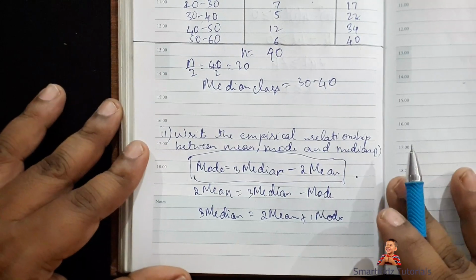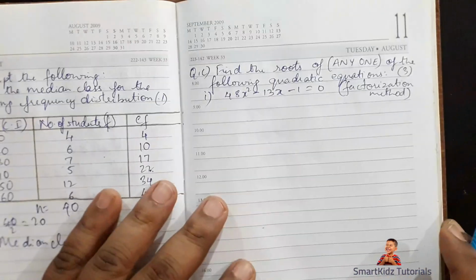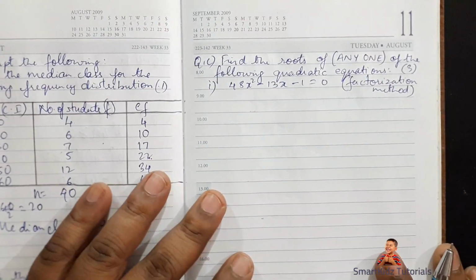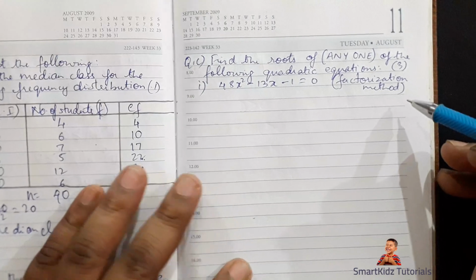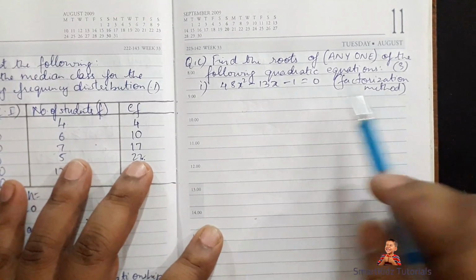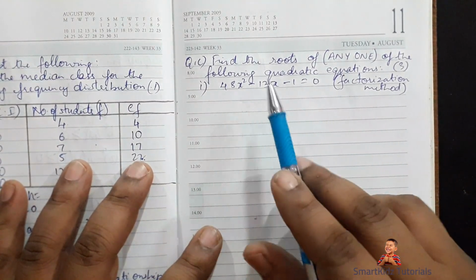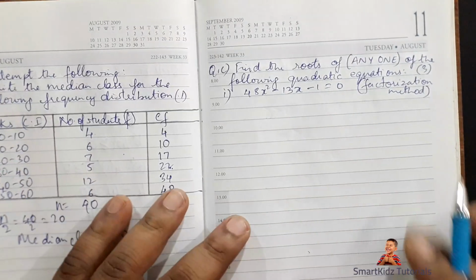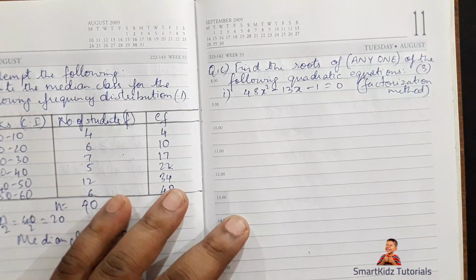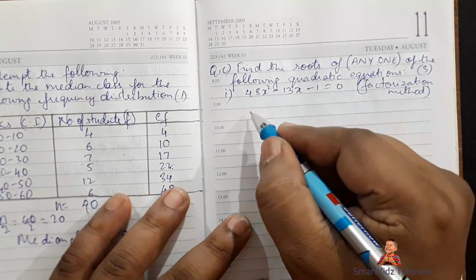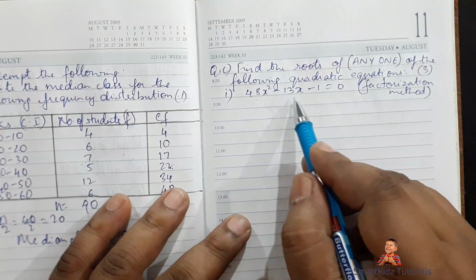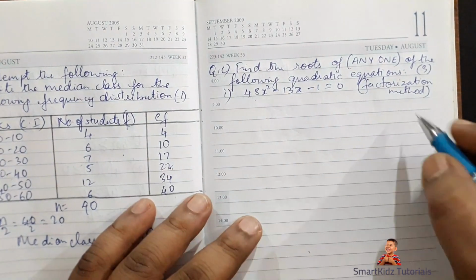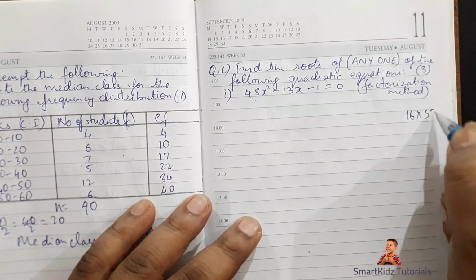Okay, for 1 mark. Next question, question 1c. It says find the roots of any one of the following quadratic equations for 3 marks. So there is a choice here. The first choice is you have to solve the quadratic equation using the factorization method. So let's begin with this and find the roots of this quadratic equation using factorization method. So it says 48x square minus 13x minus 1. So 48 into 1 is 48. And you can easily get this as 16 into 3 equal to 48.